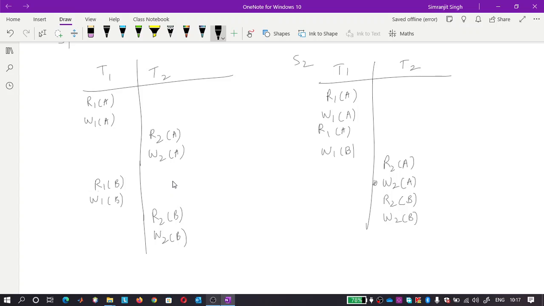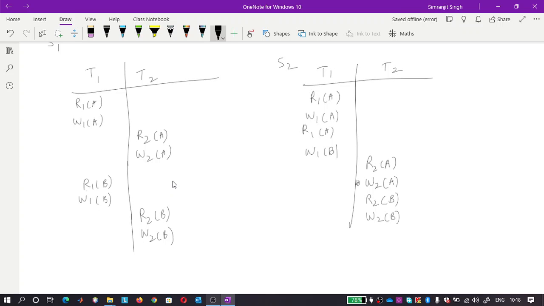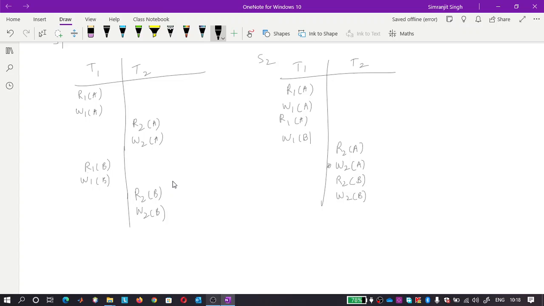Now check the conflicts that are possible in this case. Read of A and read of A is not a conflict. Read of A and write of A is a conflict. So right here the first conflict that you face is read of A followed by write of A. Another one is on a different data item, so this is not a conflict here.